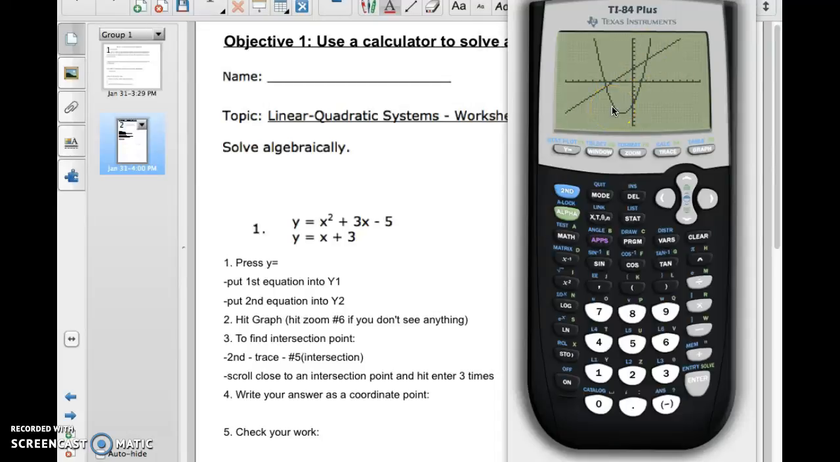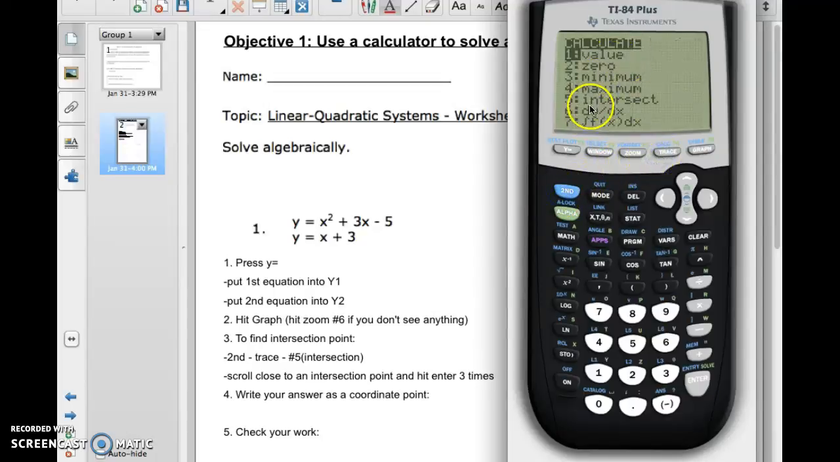To find the points of intersection, I'm going to follow step 3 and hit second, trace, and then number 5. You can either scroll down to number 5 or just hit the number 5. It stands for intersect. And I need to bring my spider cursor. I wrote this down here: scroll close to an intersection point and hit enter 3 times. So I'm going to go to this one over here. I'm close enough to it. Get as close as you can to it.